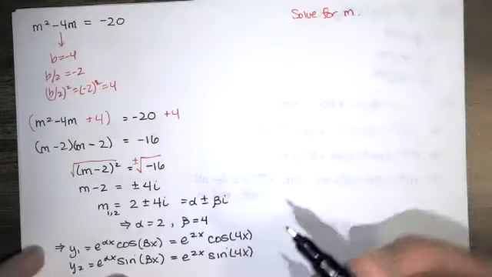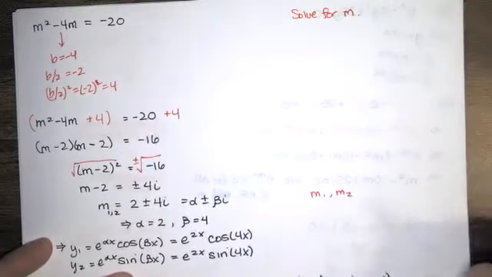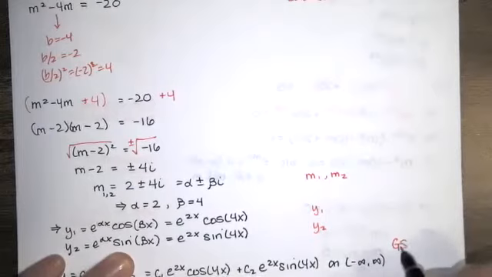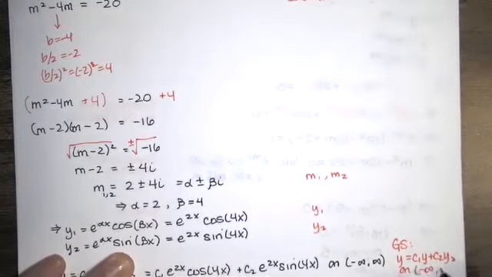So that's the general solution. We solved for m1 and m2. Then we have y1 and y2. And then the general solution is y equals c1y1 plus c2y2 on the entire real line.